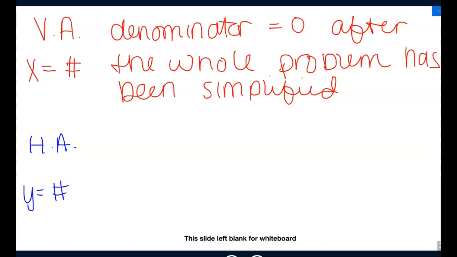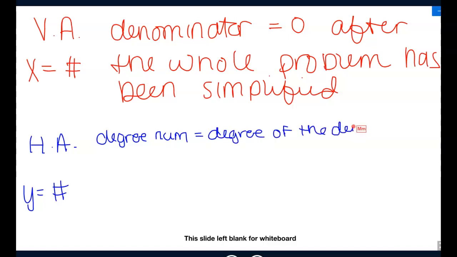So then there are three different cases for horizontal asymptote. You have a slant, you have a case where it's always zero, and you have a case where it's equal to a number. So if the degree of the numerator equals the degree of the denominator, then the horizontal asymptote is the coefficients of each.